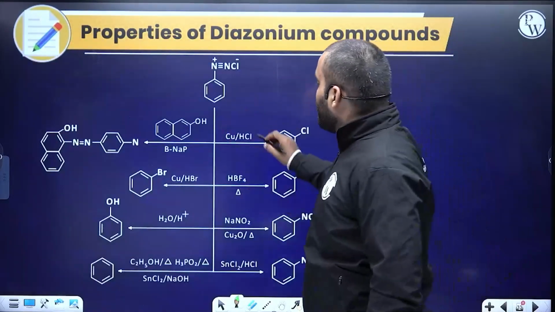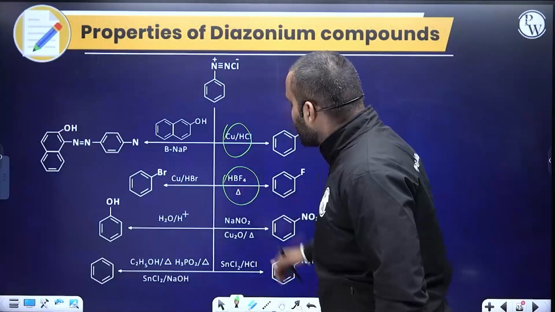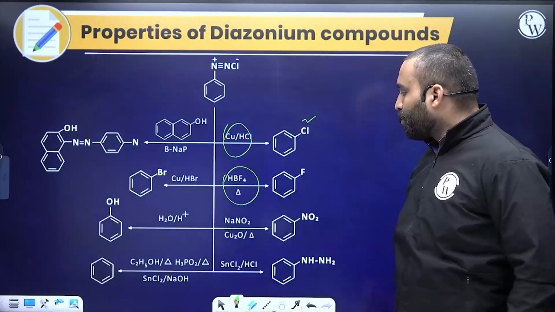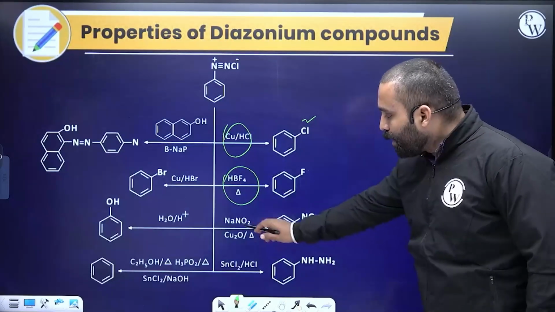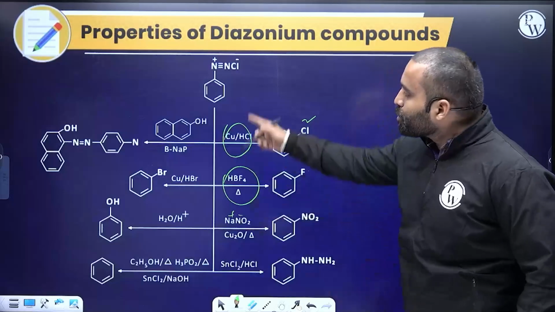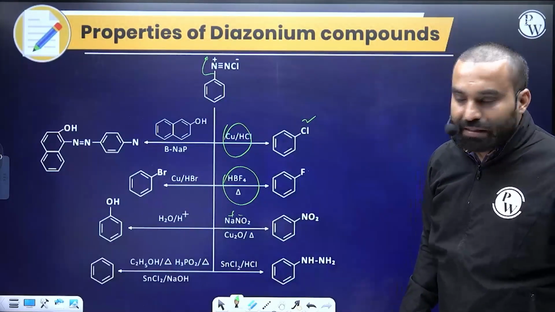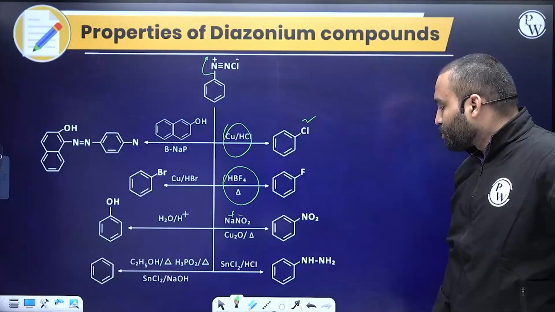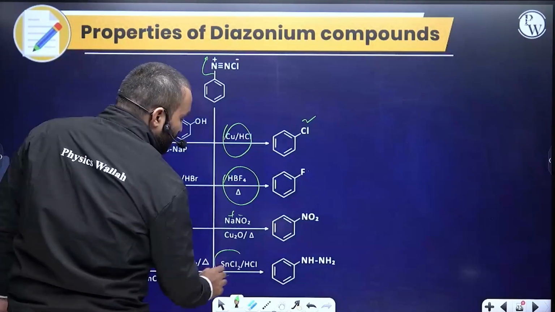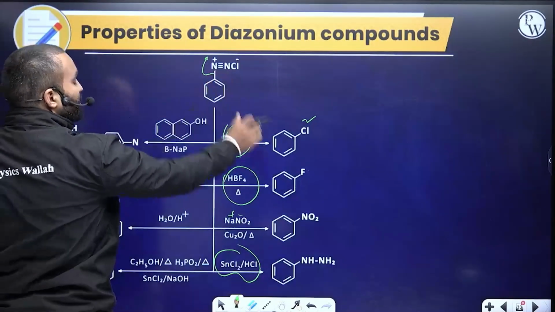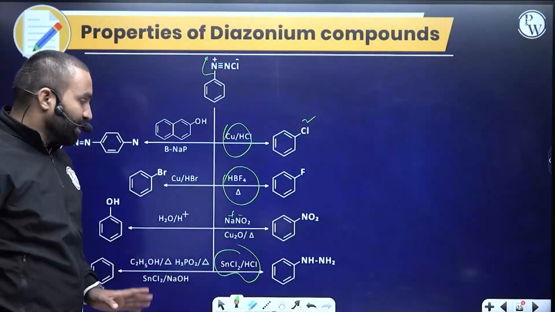This is another example. Copper with HCl can form chloro, and specifically for bromo you need to use this set of reagent. HBF4, fluoro compound is obtained. This is known as Balz-Schiemann reaction. NaNO2, Na plus, NO2 minus can also kick away this N2. Remember, N2 is a very excellent leaving group. NO2 is present over here. Again, I can use SnCl2 and HCl combination, which will be a source of nascent hydrogen, will satisfy both these nitrogens, will add hydrogen to each. And the compound formed will be phenylhydrazine.